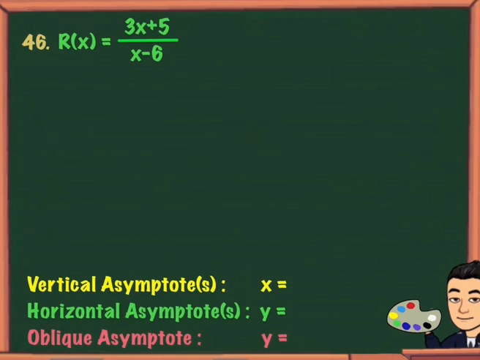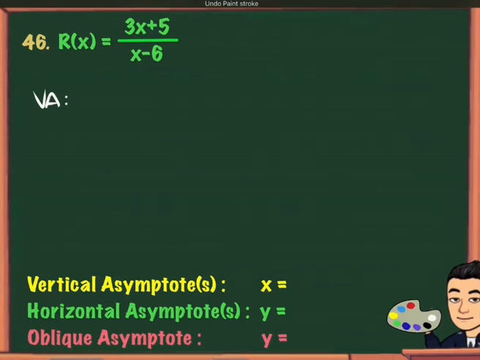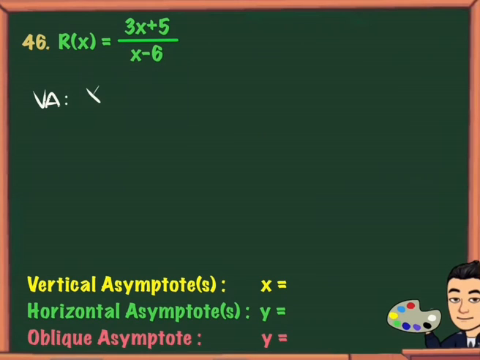All right, let's check on number 46. So we have to find the asymptotes. So start with the VA. The VA is the easiest. All you need to do is go ahead and set the denominator equal to 0. So you're going to say x minus 6 equals 0. And then add 6 on both sides. x is going to equal positive 6. So your vertical asymptote is where x equals positive 6.